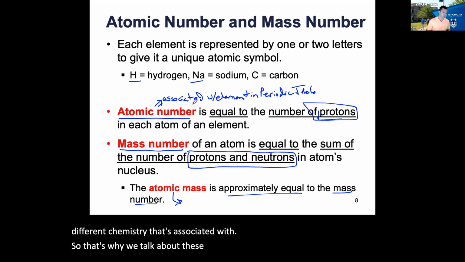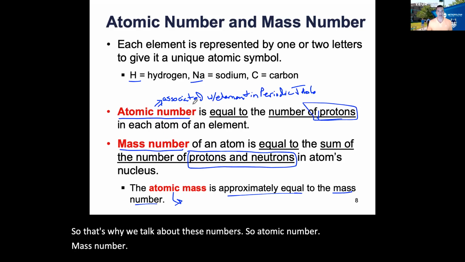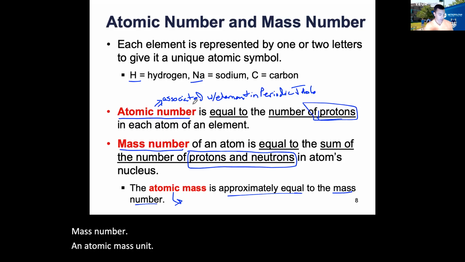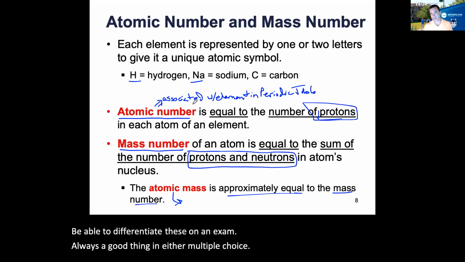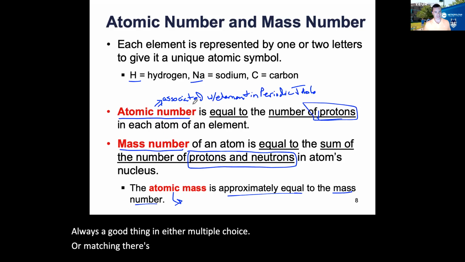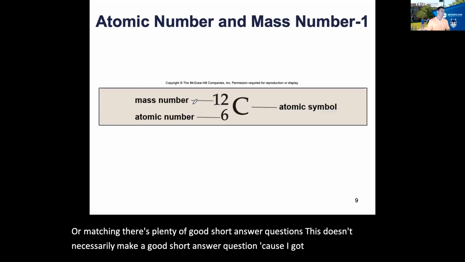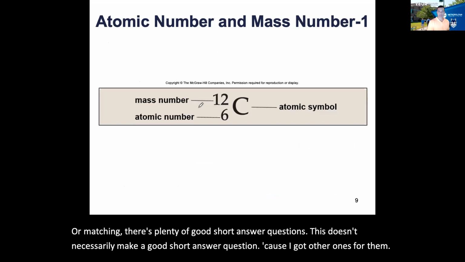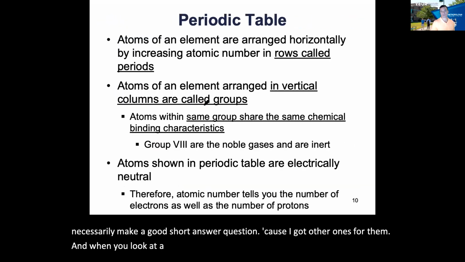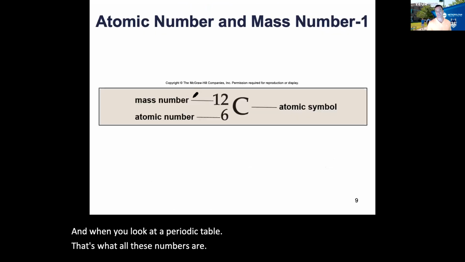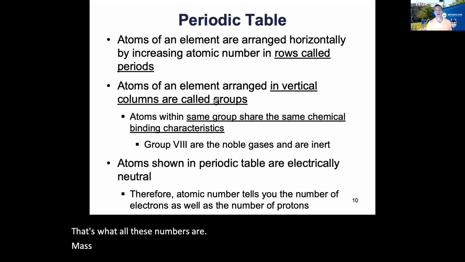So atomic number, mass number, and atomic mass unit, all right? Being able to differentiate these on an exam, always a good thing in either multiple choice or matching. There's plenty of good short answer questions. This doesn't necessarily make a good short answer question because I got other ones for that. And when you look at a periodic table, okay, that's what all these numbers are. Mass number, atomic number, and that atomic symbol there.